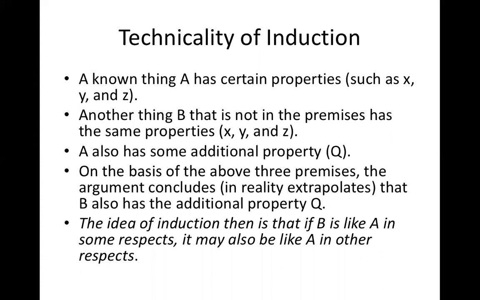So you have two things. You have A, you have B. The two items have three identical properties, X, Y, and Z. Now, because they have three identical properties, one day you notice that A has another property, let's say Q. And then you say, okay, because you already know that A and B have three identical properties, if A has Q, then B could also have Q. But the argument is not really valid because you have not confirmed that B has it. You are just guessing, you are just using the idea of likelihood to conclude that B will also have Q. So the idea of induction then is that if B is like A in some respects, it may also be like A in other respects.